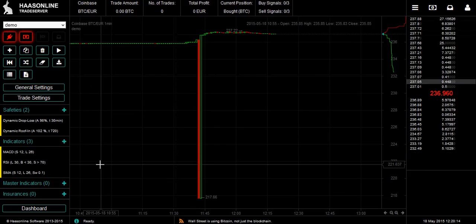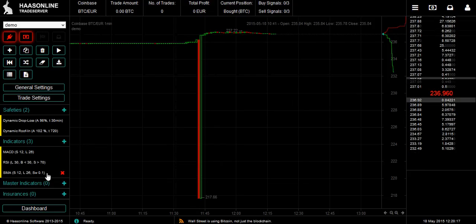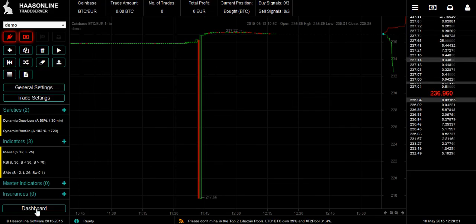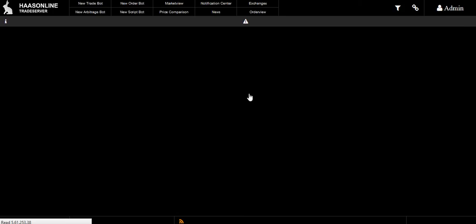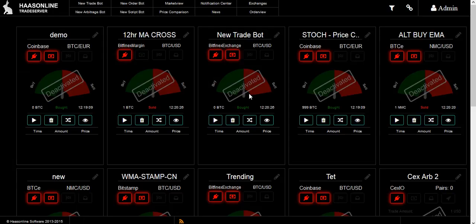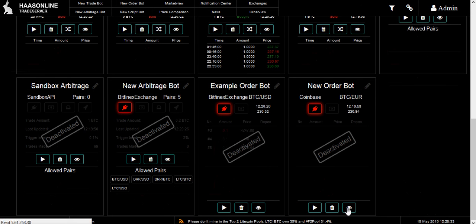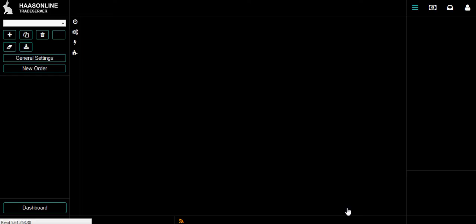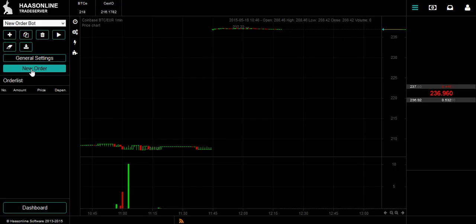Okay, so let's go back. So we've got the safeties, we've got the indicators. Let's go back and take a look at an order bot. The order bots are a little bit simpler. What they do is they create a buy or sell depending on a very simple condition.